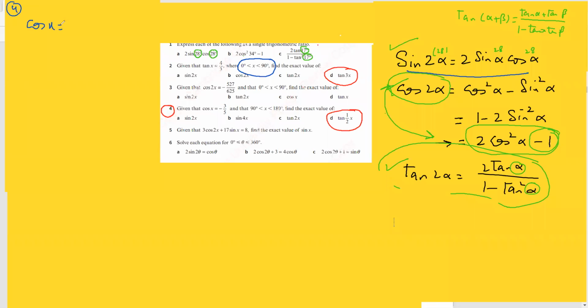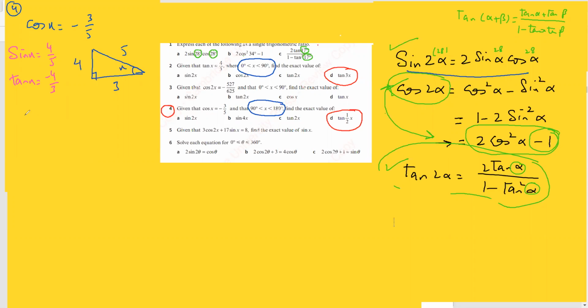We are given that cos x is minus 3 over 5. Now since this is cos x and you are in the second quadrant, that is why your cos is negative. So we can quickly determine the sin x and the tan x. Suppose here it is x, this is your 3, this is your 5, this is going to be 4. So if cos x is minus 3 over 5, then your sin x will be 4 over 5 and your tan x would be minus 4 over 3, because you're in the second quadrant, so your tan and cos have to be negative.